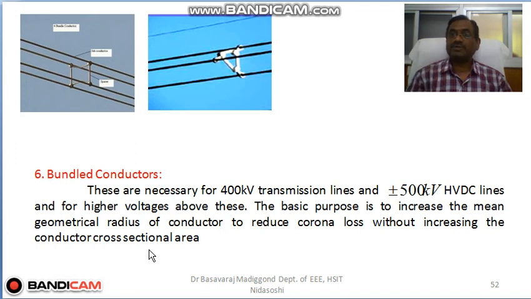We'll discuss different types of insulators. We'll discuss what the string efficiency is. We'll discuss how to improve the string efficiency, and what are the methods involved to improve it. All these things we'll discuss in my next video lecture.